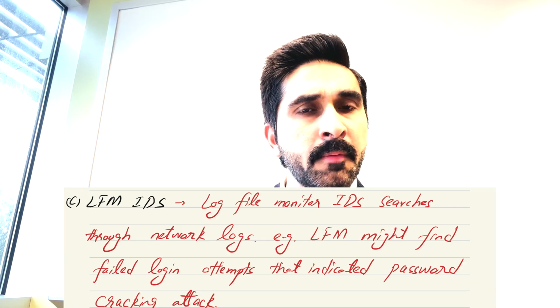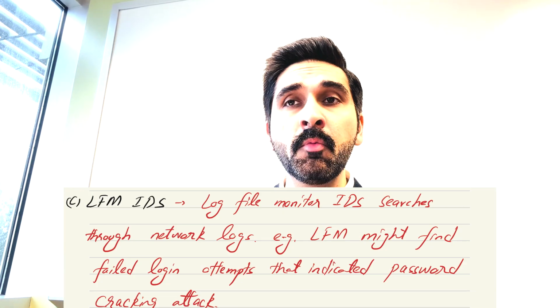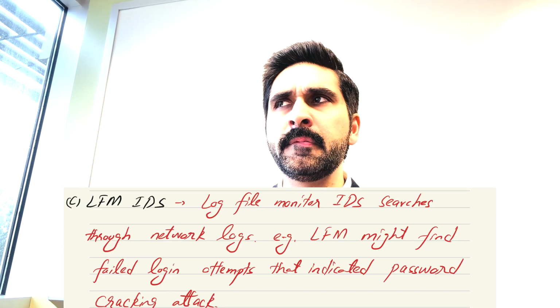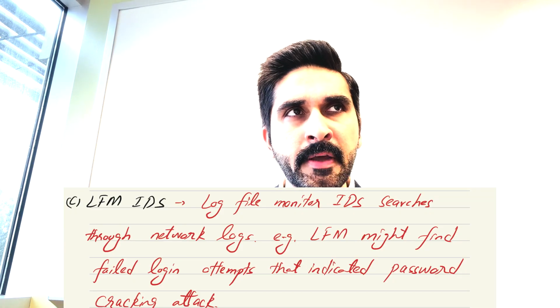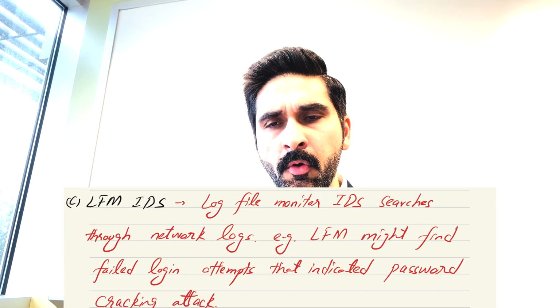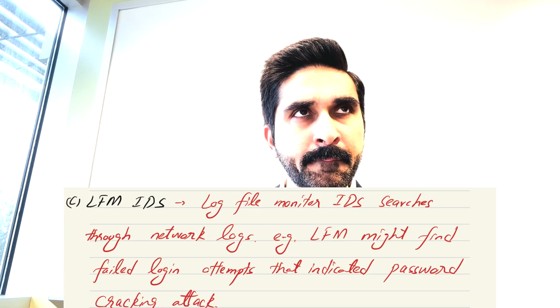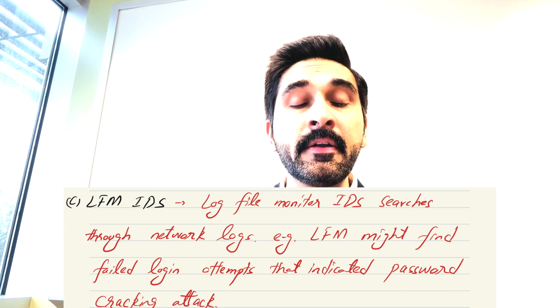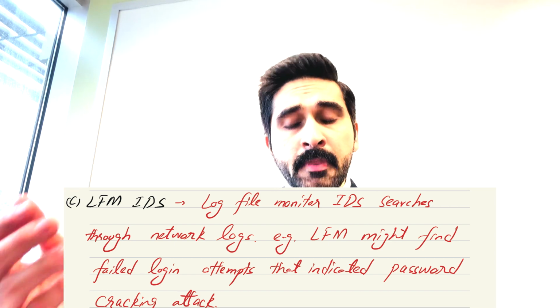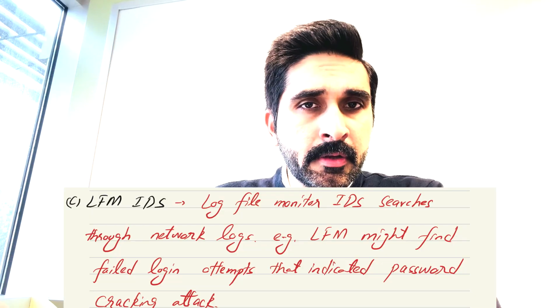Third one is log file monitoring IDS. Basically it monitors the logs of the network and looks for any sort of suspicious activity. For example, it can typically look for signs of intrusion. Let's say somebody has a failed password attempt. It might be a sign of a password cracking attack. So these were the types of IDS.